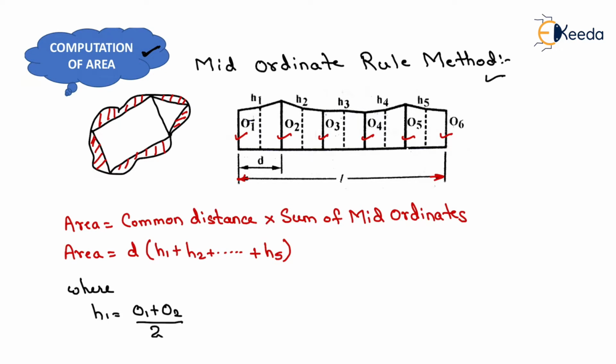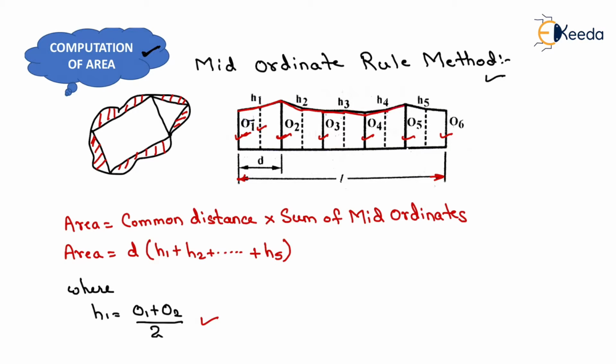Now according to mid ordinate rule, we have to compute the value of mid ordinate. So how can we compute the value of h1, h2, h3, h4 and h5? It will be equals to O1 plus O2 divided by 2. It will be the value of H1. So we will write H1 as O1 plus O2 by 2. Similarly, H2 can be computed by adding O2 plus O3 divided by 2. We can get the value of H2.